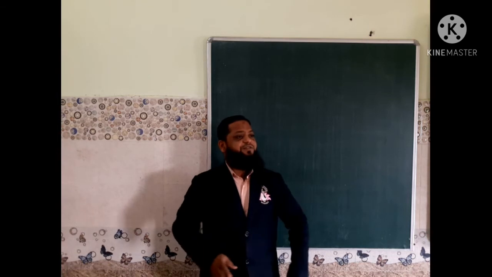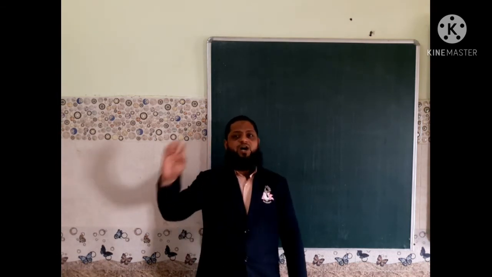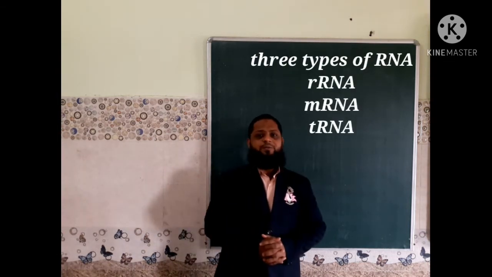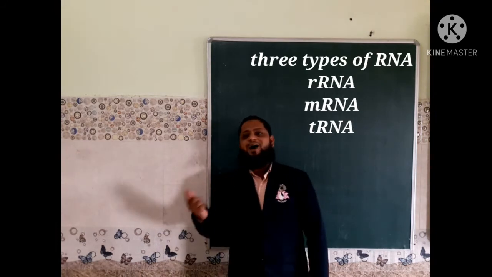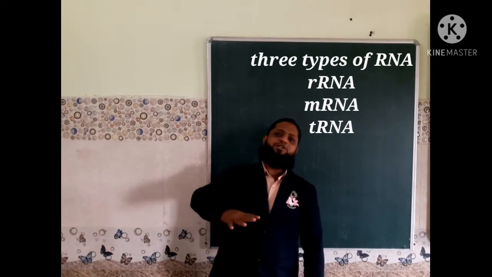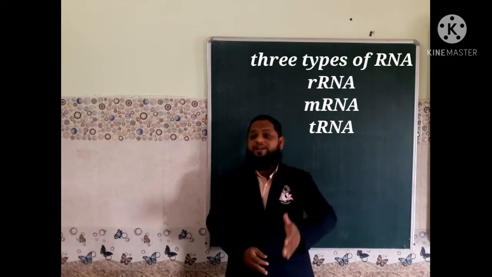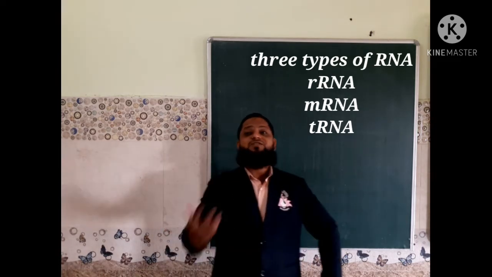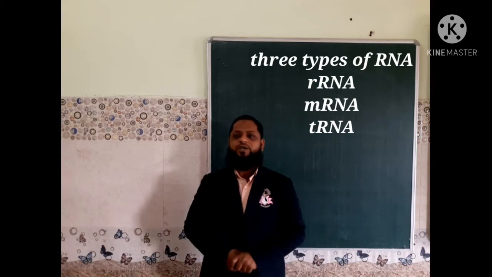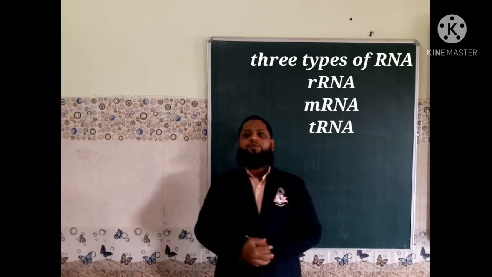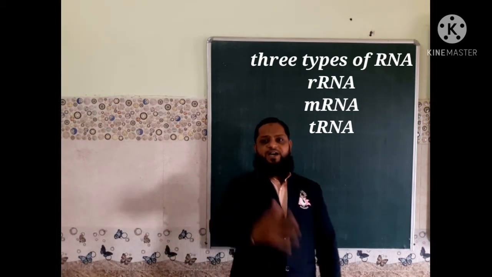Dear children, there are three types of RNA. Number one is rRNA, nothing but the ribosomal RNA. Second one is mRNA, nothing but the messenger RNA. And third one is tRNA, that is transfer RNA.